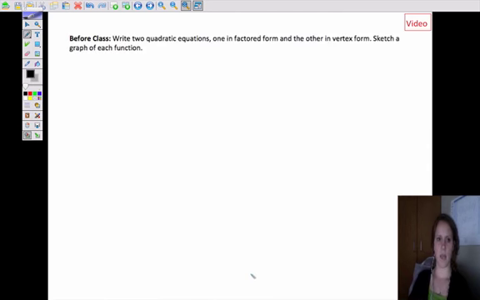So for class, I want you to write 2 quadratic equations. Don't find some from the back of your notes. Write your own. Come up with whatever random numbers you think of. One in factored form and the other in vertex form. These might seem pretty crazy. Try to challenge yourself. And then sketch a graph of each function, and we will look at them on block day.